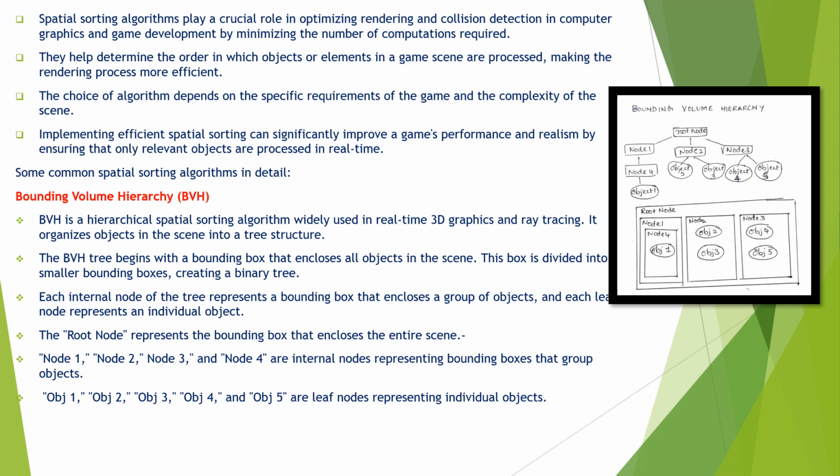Node 1 encloses another subnode called node 4, and object 1, object 2, object 3, object 4, and object 5. All these objects are the elements of the game scene. This hierarchical structure helps to decide the order in which they should be processed.